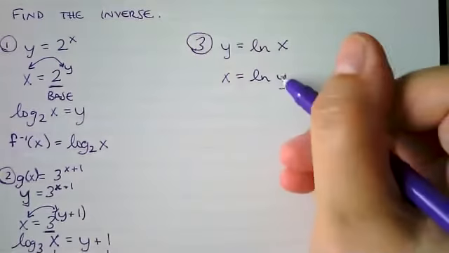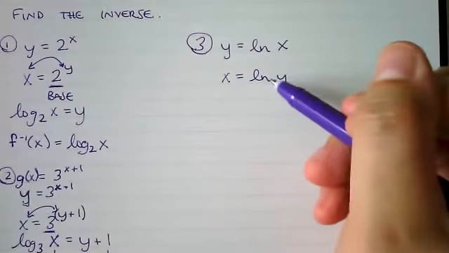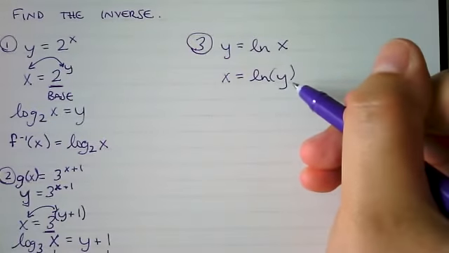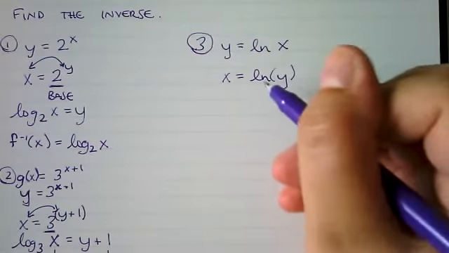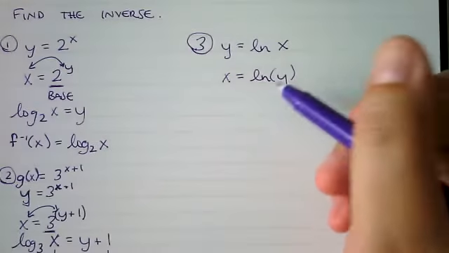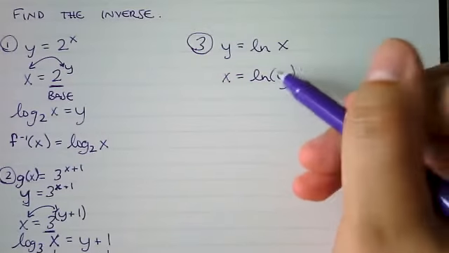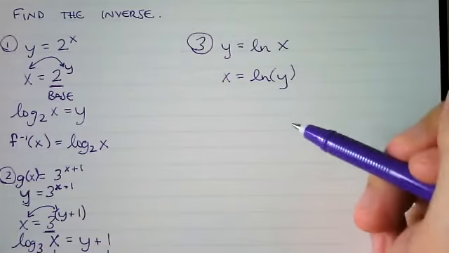Okay, again, this y is not being multiplied by the natural log. You're taking a natural log of y. So I can't just divide by the natural log on both sides. This is a function here that I'm taking of y. So to get rid of this, we have to switch it into an exponential.